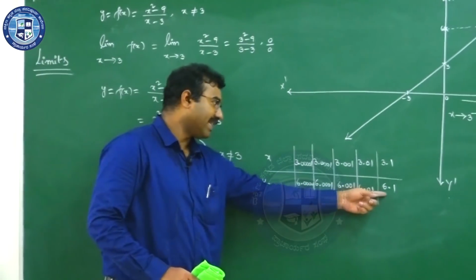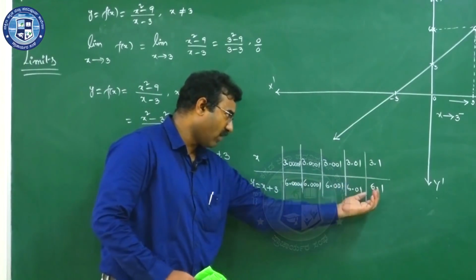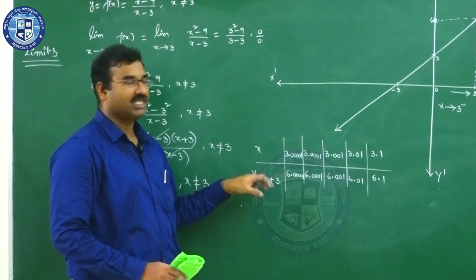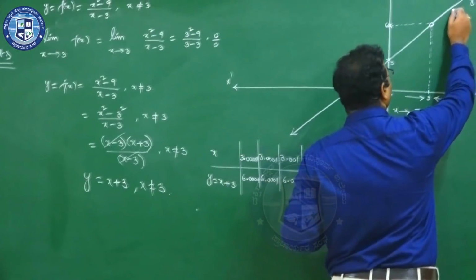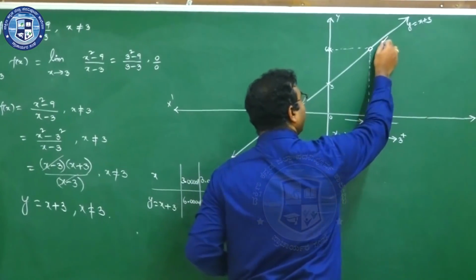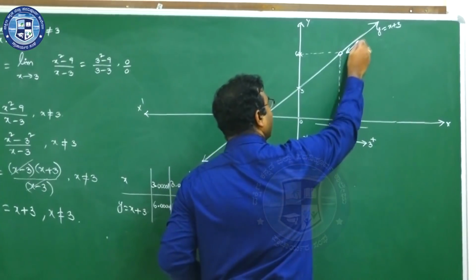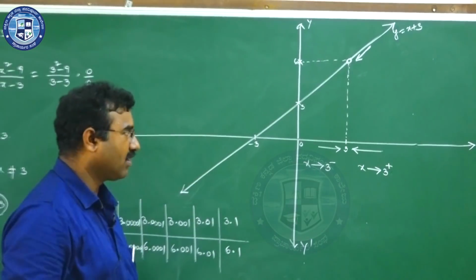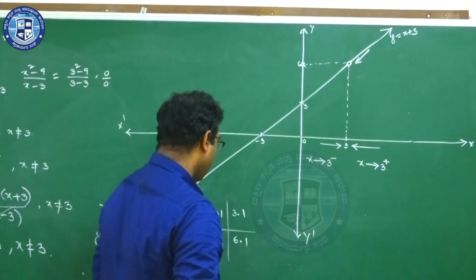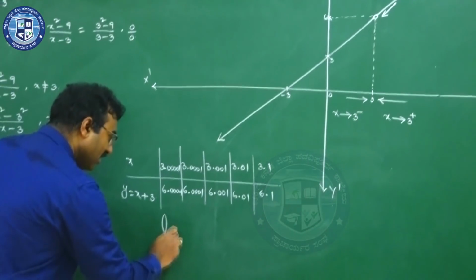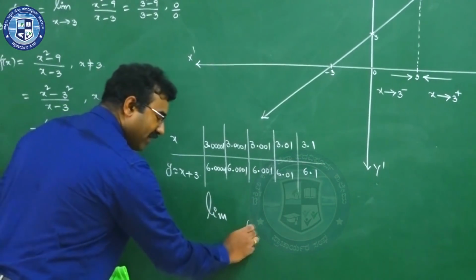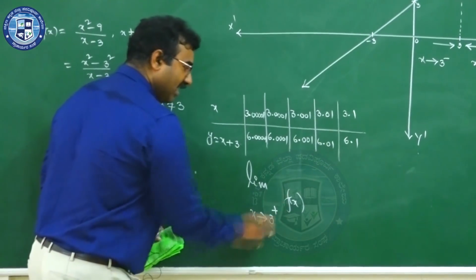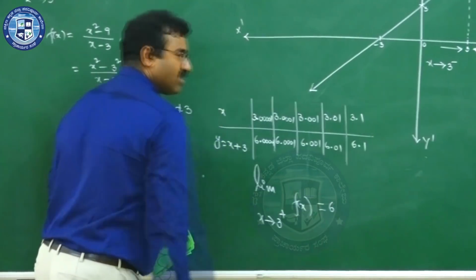coming close to 6. See that the value keeps on decreasing, 6.1, 6.01, coming close to 6. What do you observe now? So when x is coming close to 3, the y value keeps on decreasing and coming close to 6 in this place. So what I write now is the limit of f(x) when x is coming close to 3 from the right side is coming close to 6, right.